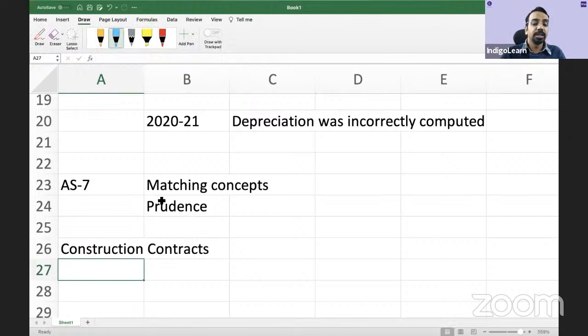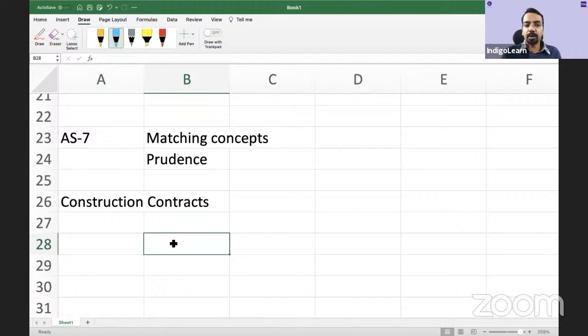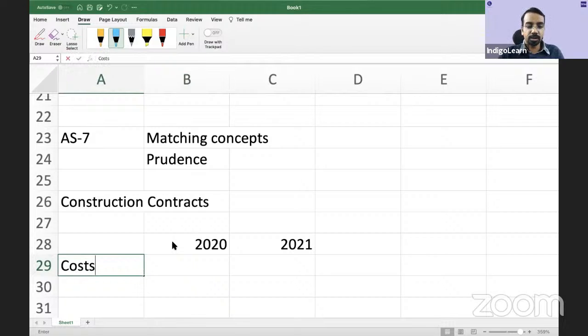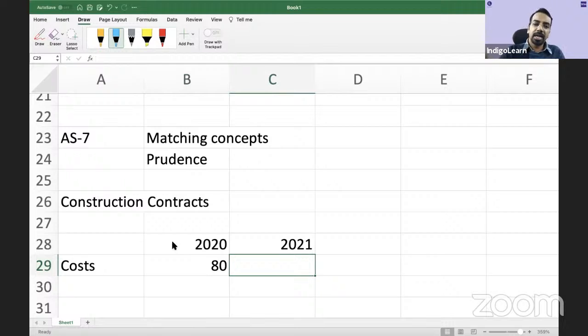Now, say for example, you are a builder and you have taken up a contract. There are 2 years, 2020 and 2021. In 2020, you have taken up a contract and you are incurring certain costs. Let us say you are expecting that you will incur a cost of 80 crores, and next period you have incurred a cost of, let us say, 75 crores, for example.